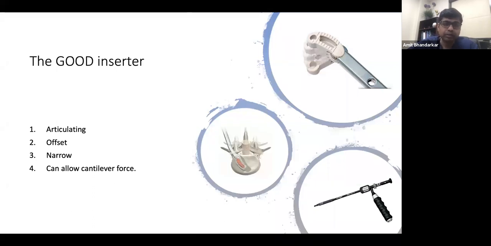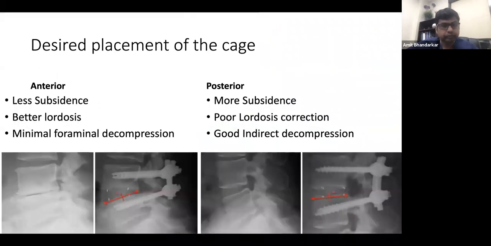We need a good inserter which is nicely articulating, which can loosen up when we insert, and at the same time we should have the capacity to tighten it up so that we can cantilever it and make it horizontal. It should be narrow so it can go through a narrow tube, and should be offset so that we can see the window clearly while inserting the cage. So these are the characteristics of a good inserter. We need to have a good inserter while doing this banana cage especially.